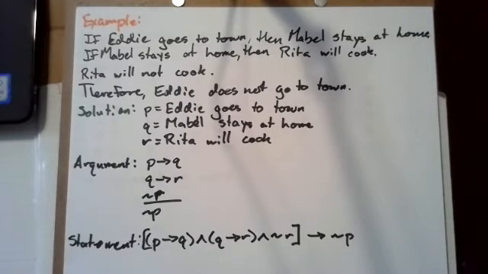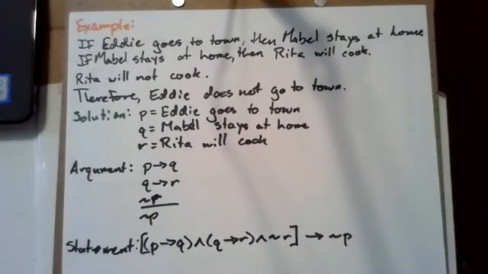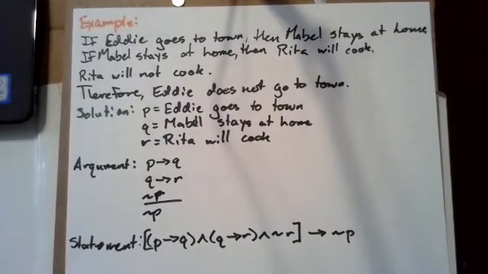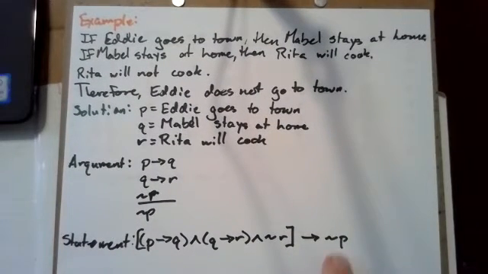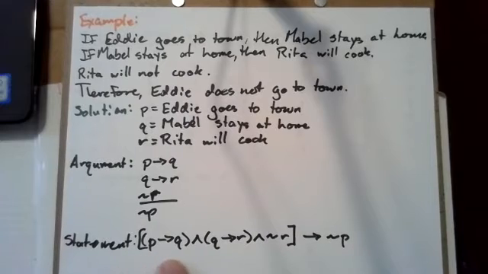So our solution, we start with our three premises. P is Eddie goes to town, Q is Mabel stays at home, and R is Rita will cook. Our argument takes this form: P implies Q, and Q implies R, and not R, therefore not P. So we have three premises and a conclusion. And this is what our final statement looks like: P implies Q and Q implies R and not R implies not P.